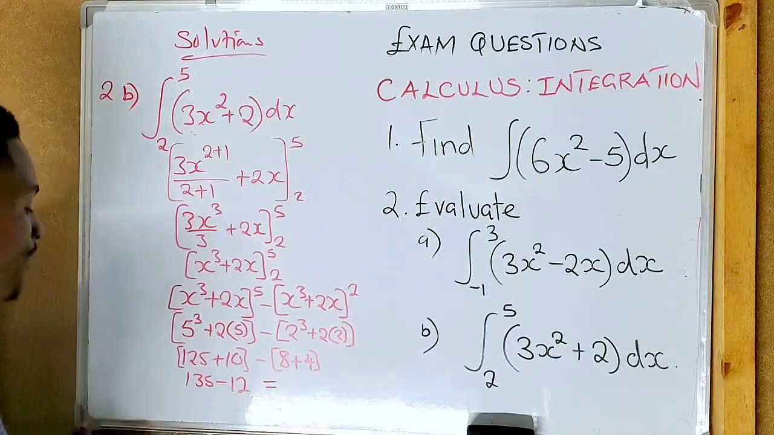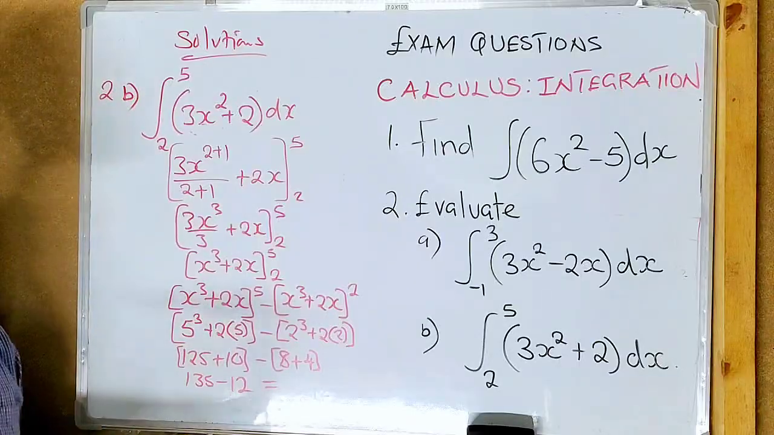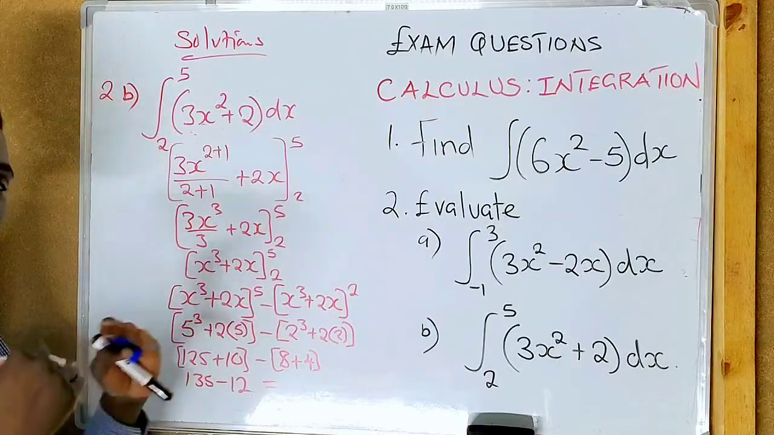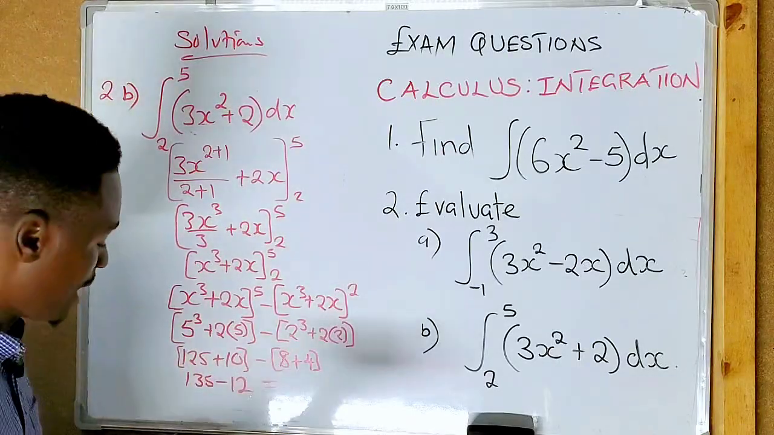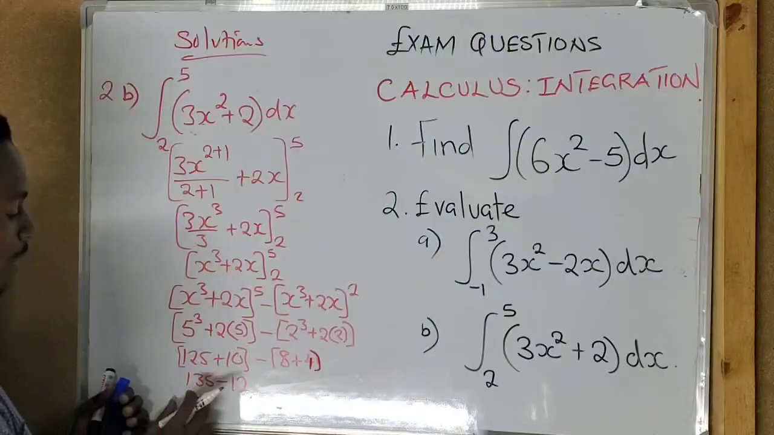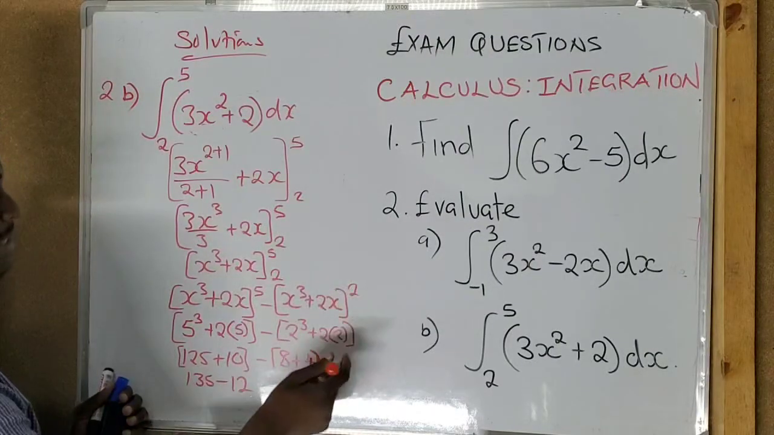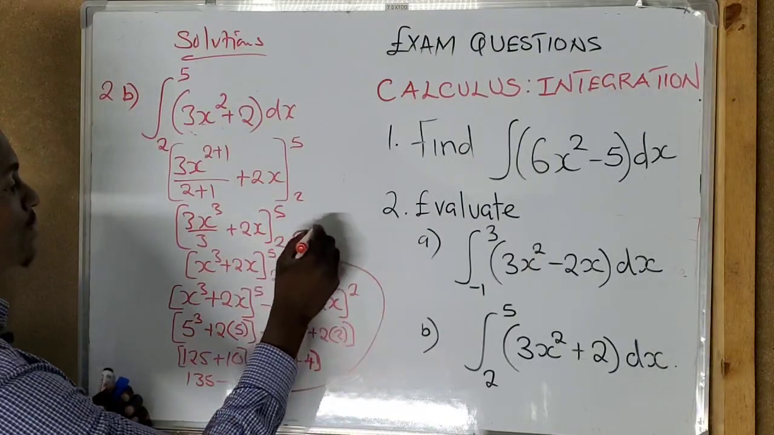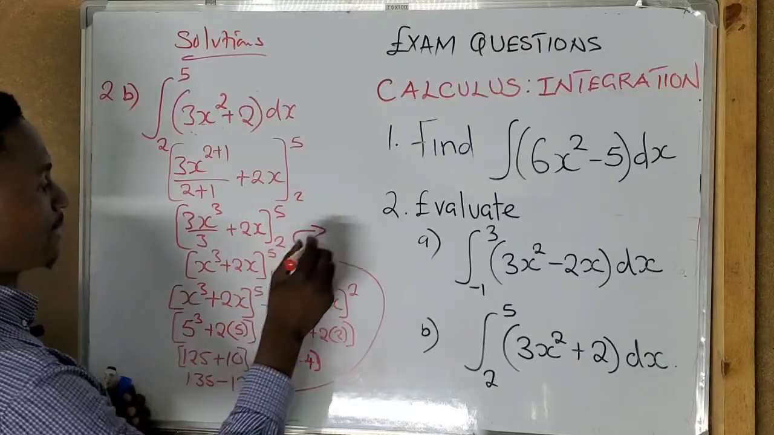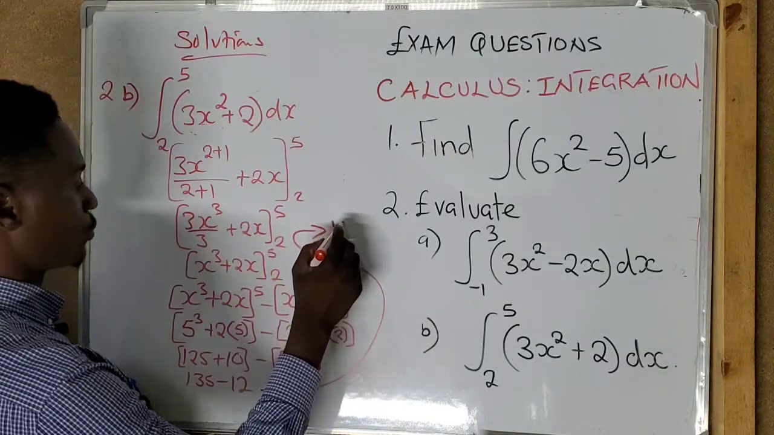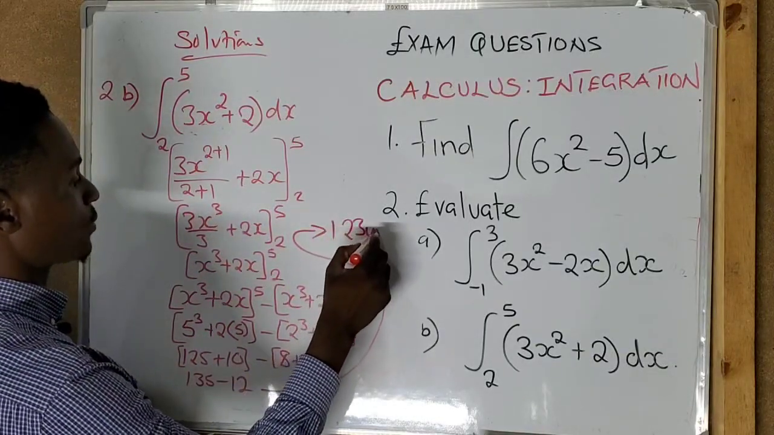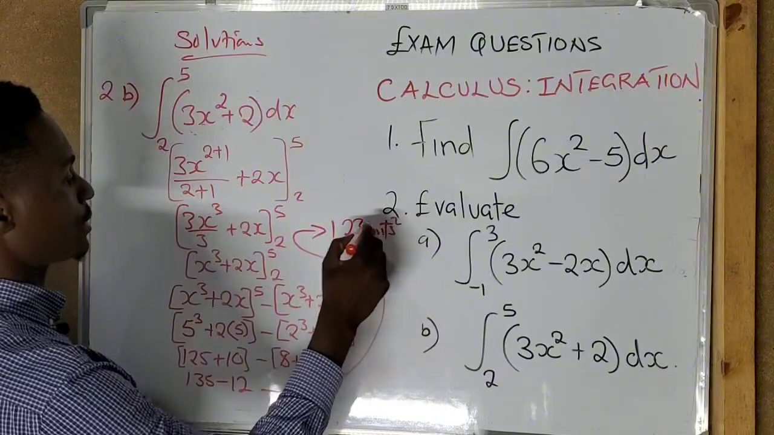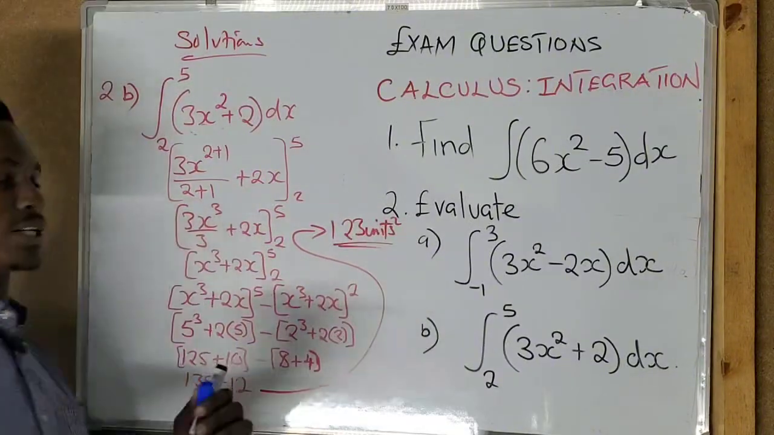Finally, you see how simple this is, right? Now, 135 minus 12 is giving us 123 square units. And this is our answer. Simple.